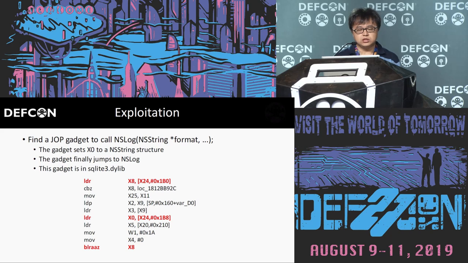The first thing we need to do is to find a JOP gadget to call NSLog. We found a gadget in the SQLite developer. This gadget sets X0 and also retrieves a function pointer from X24. So we can now control X24, X8, X0, and we can call NSLog from X8, and we set X0 to be an NSString structure. So now we can print a log in the medialibraryd.